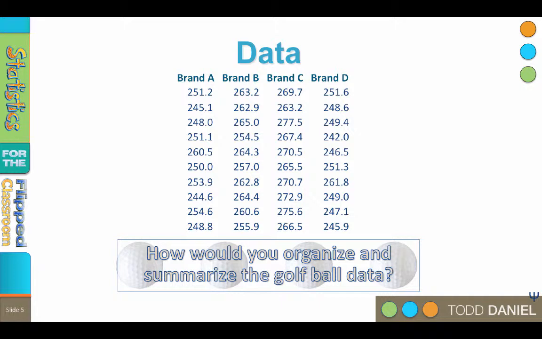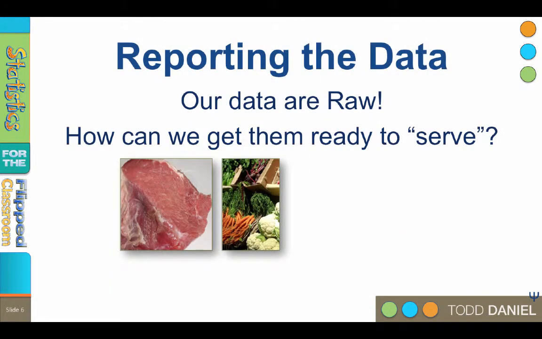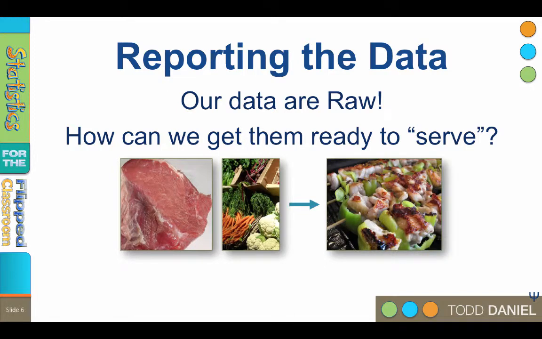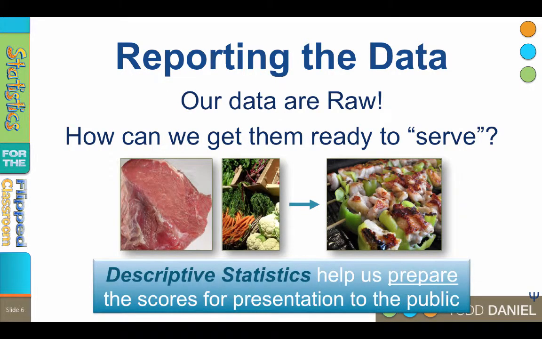What we have just discovered is the problem with raw data. Those data in the table are raw. They are just as we collected them, but they are not ready to be served up to the public. They are too difficult to interpret in that form. Just like if we have raw meat and raw vegetables, we need to prepare them before they are served. And we will do the same thing with our data. As scientists, we will prepare them to be served up to colleagues or to the public for scientific consumption.